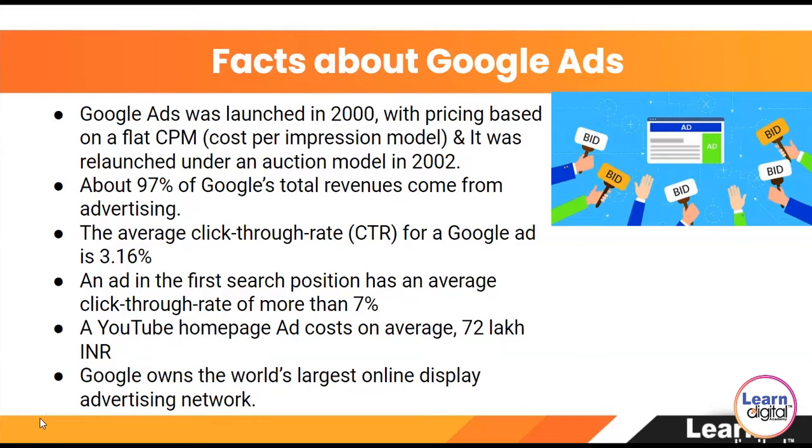The average click-through rate, CTR, for a Google ad is 3.60%. An ad in the first search position has an average click-through rate of more than 7%. A YouTube homepage ad cost on average 72 lakh INR. Google owns the world's largest online display advertising network.